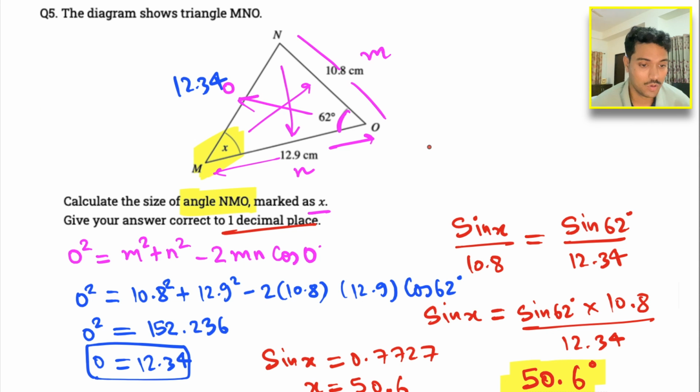So this is how we use sine rule and cosine rule to work out the missing length or the missing angle of non-right angle triangles.